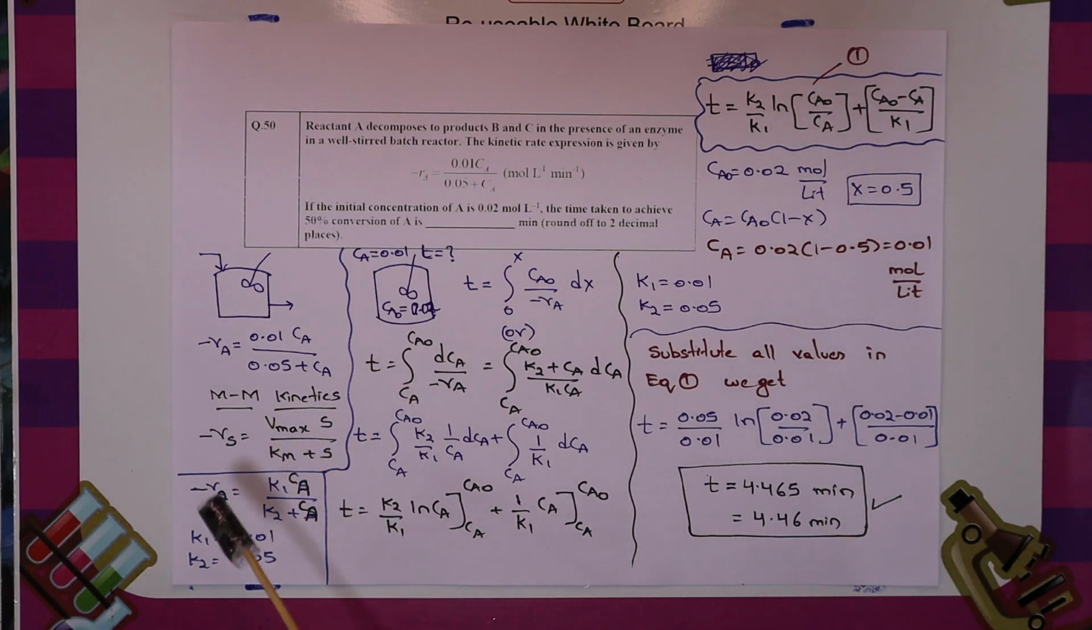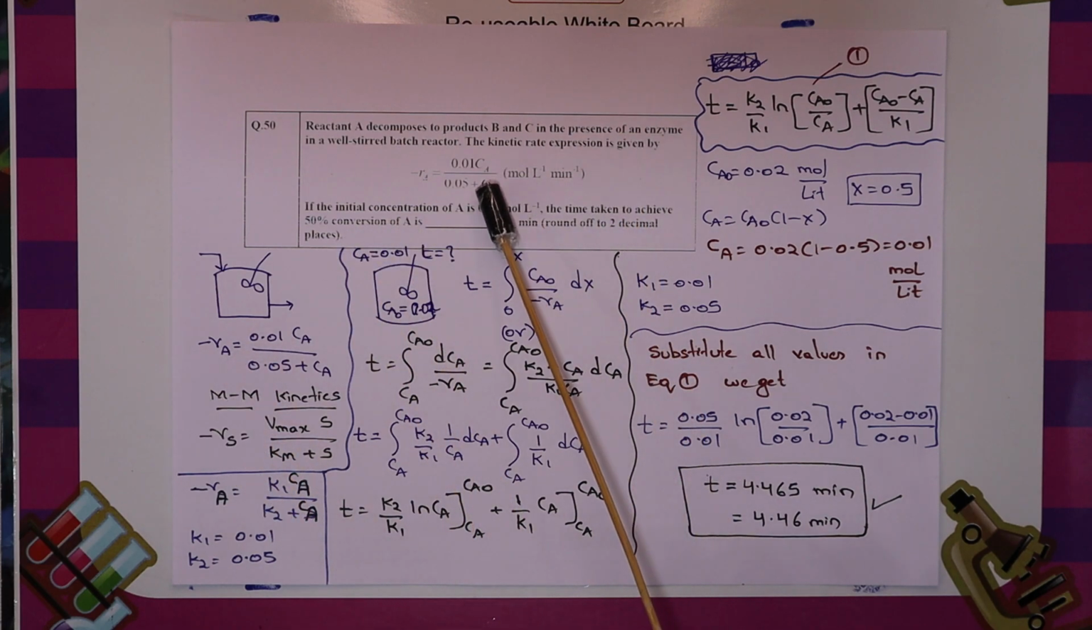In short, it is given that reactant A decomposes to form B and C in the presence of an enzyme, that is, a biochemical reaction. The kinetic expression for this biochemical reaction, which happens in a continuous stirred tank reactor, is minus R equal to 0.01 Ca by 0.05 plus Ca. This is the rate of reaction of this enzymatic reaction in a CSTR. What you are supposed to calculate, if the initial concentration of A is 0.02 mole per liter, is the time taken to achieve 50% conversion of A.